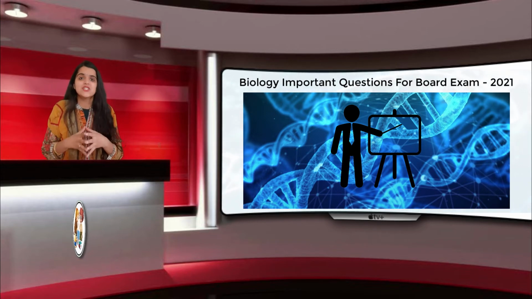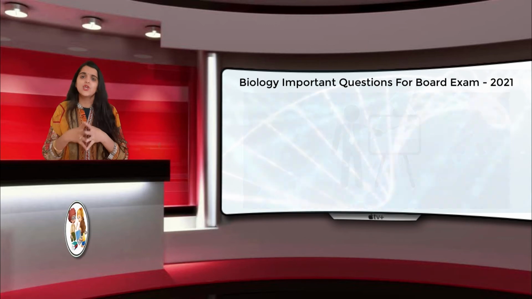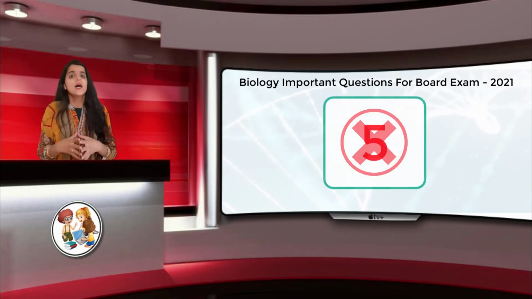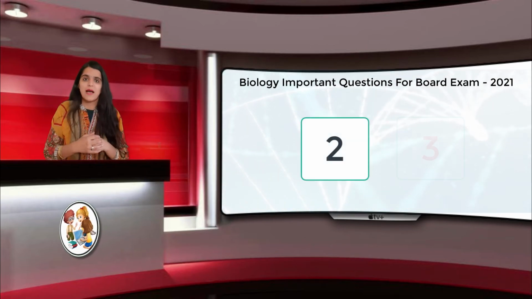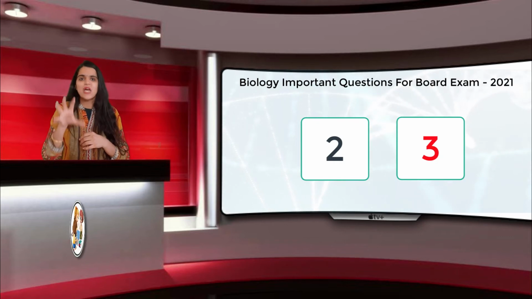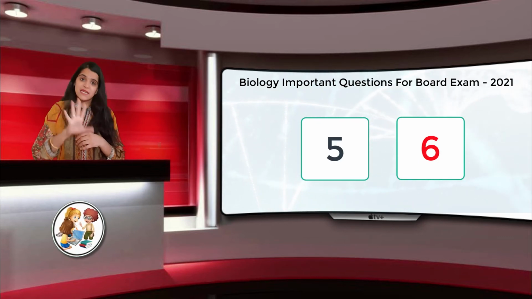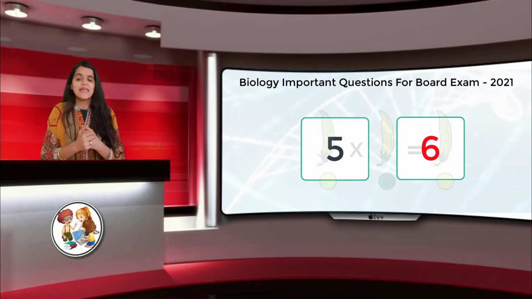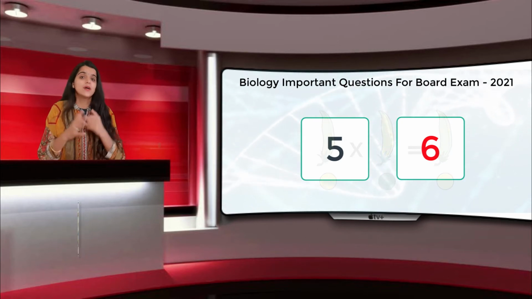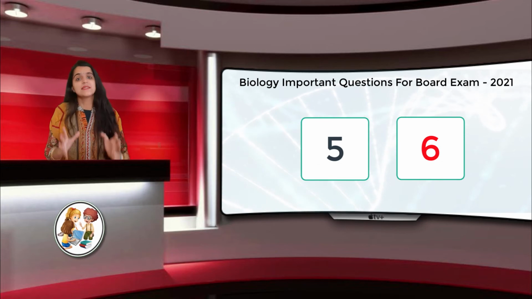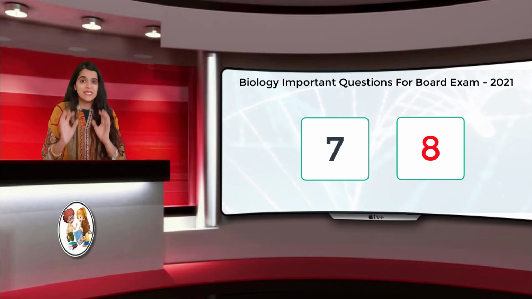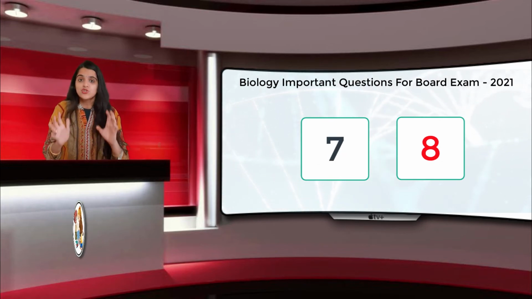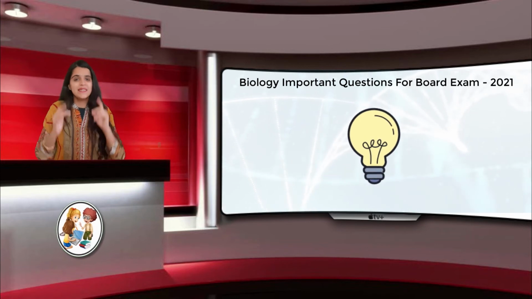Mostly in this chapter, you will not get a question of 5 marks, but you will get questions of 2 to 3 marks. So this chapter comprises 5 to 6 marks in a question paper. And principle of inheritance and variation acquires 7 to 8 marks in a particular question paper. So you have an idea now. But there is one thing, students.